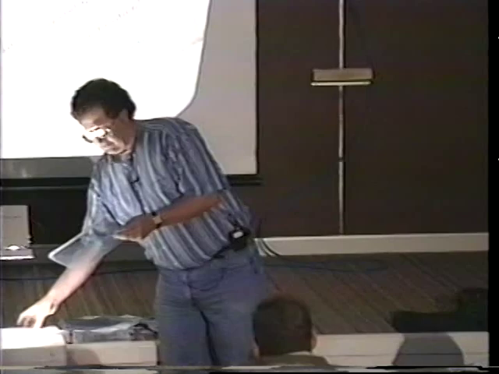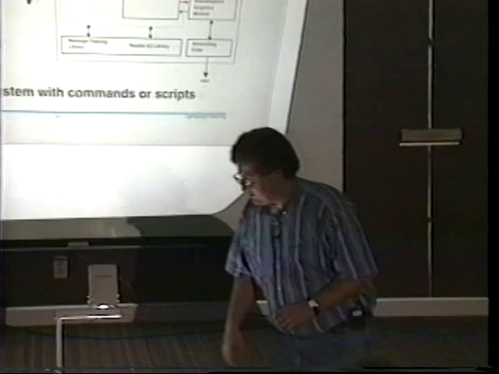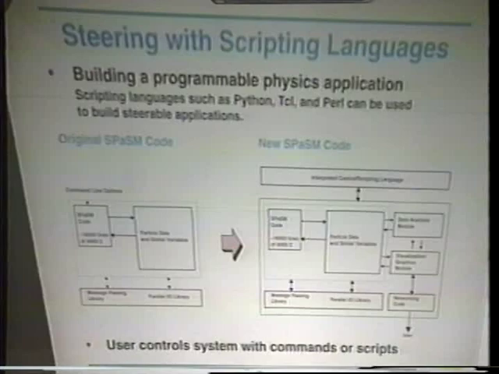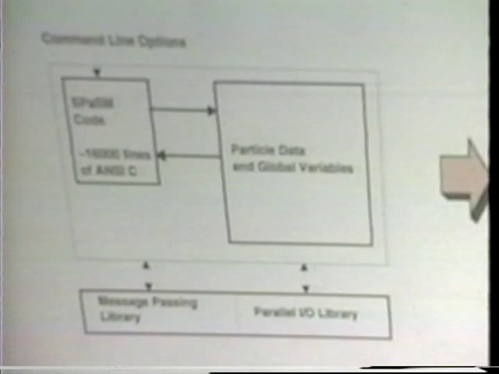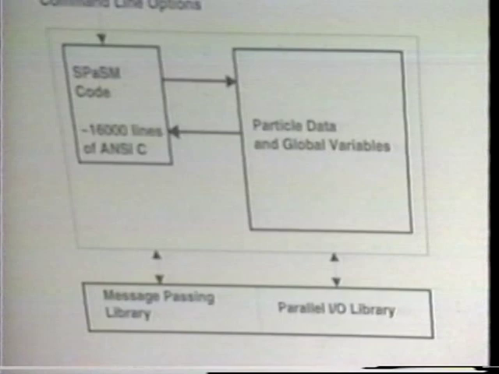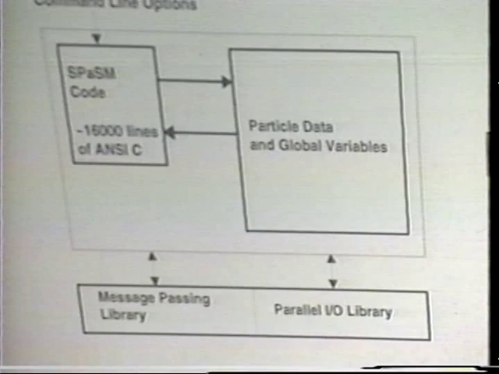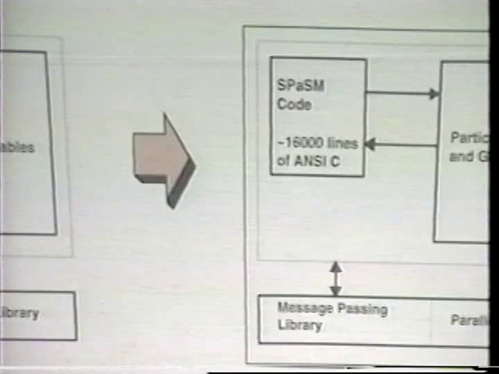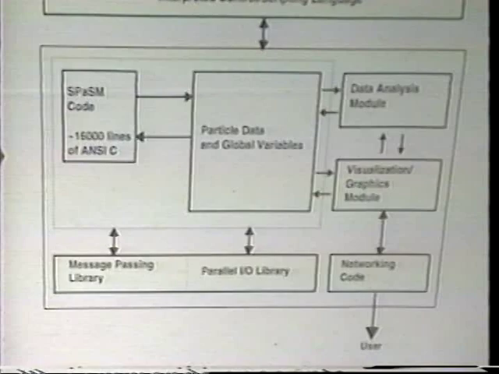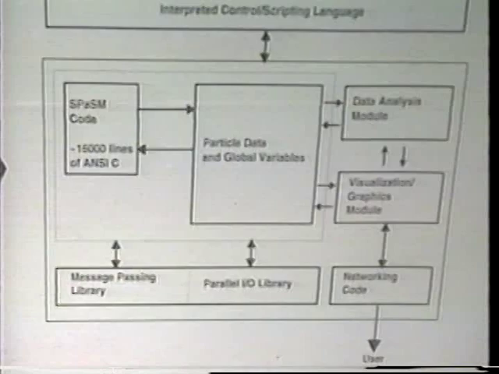So the way we approach this is we started playing around with scripting languages last year. And the idea was we would take our original molecular dynamics code shown over here on the left, and add a scripting language to the front of it for controlling it. So we basically took our original application and put this new front end on it that was an interpreted language. And then once we had that, we started adding new modules. We added some things to do data analysis, and some things to do visualization. We added some networking code to send information back to a user's workstation. The idea was you'd leave the original molecular dynamics code about the same, and then just add this new stuff to it. So we could reuse most of our old stuff.